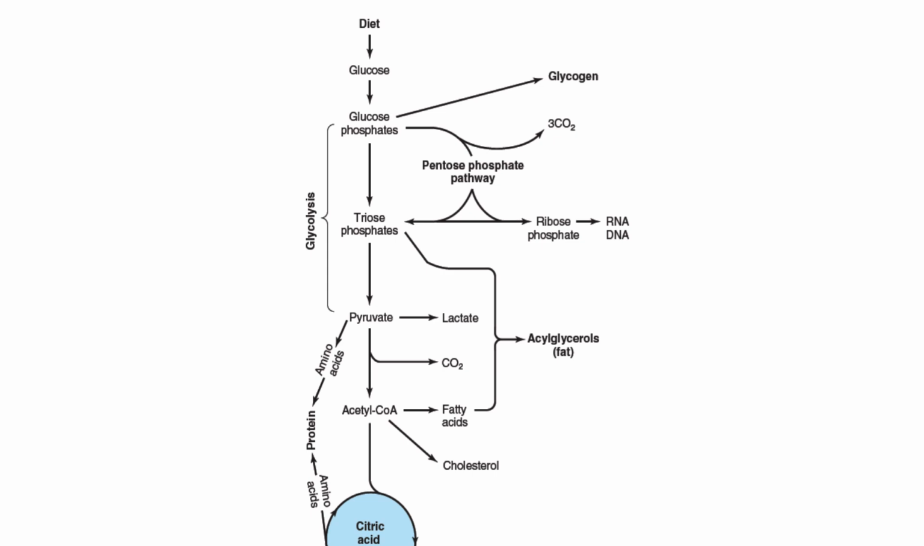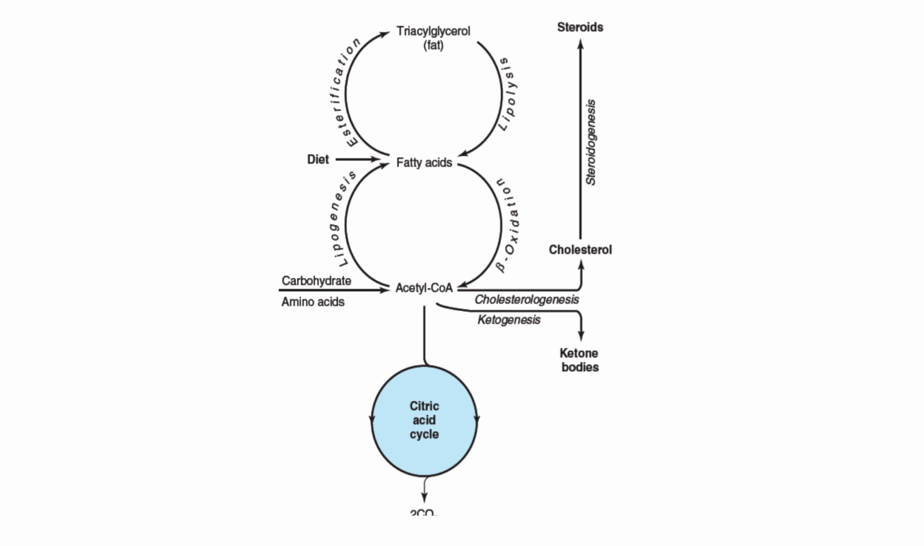Acetyl-CoA can either go into the citric acid cycle or it can be used for fatty acid synthesis, the synthesis of acylglycerols. Here is how the citric acid cycle is related to lipids.